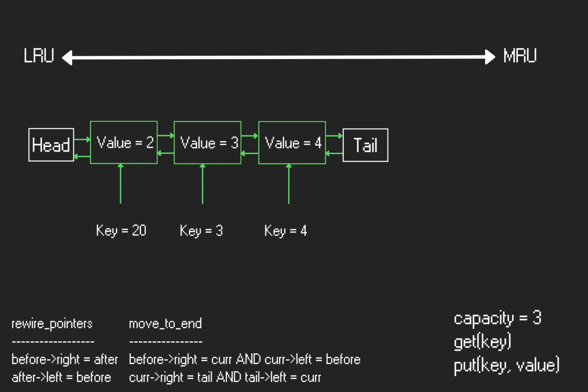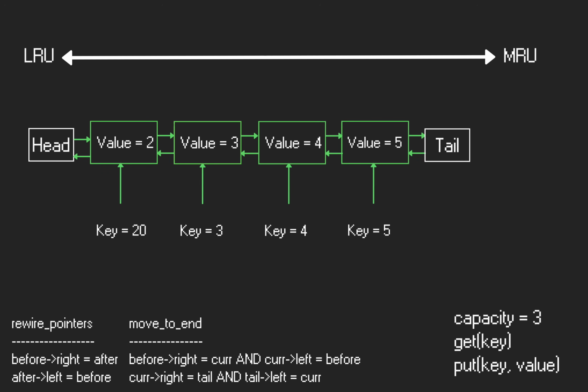And you know what? I'm having the time of my life. Let's do it one more time with a key of 5 and a value of 5. Everything happens as you'd expect. Great. But hold on, we exceeded our capacity. We can only have 3 nodes, but we have 4. We did it once before, and we'll do it again.